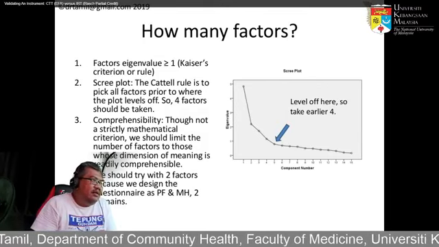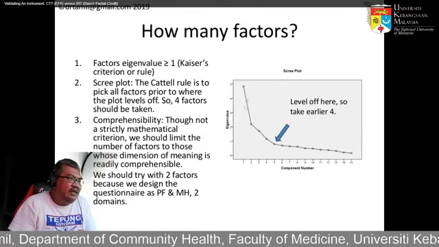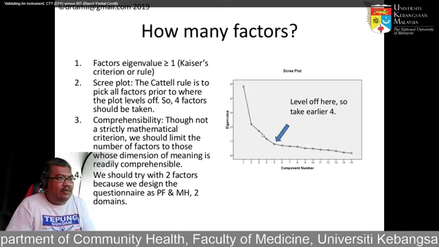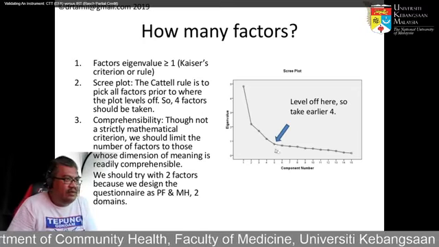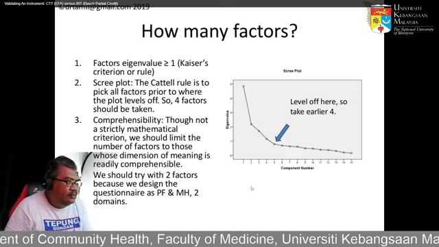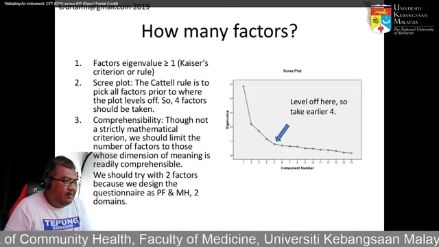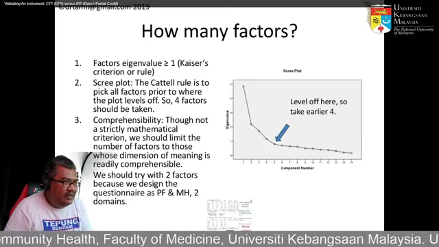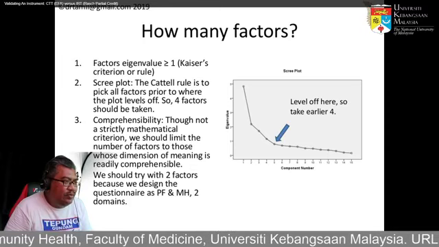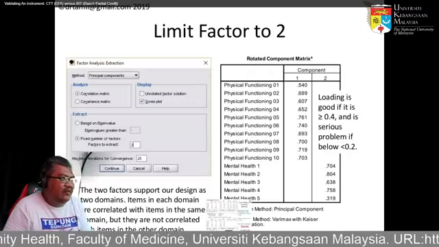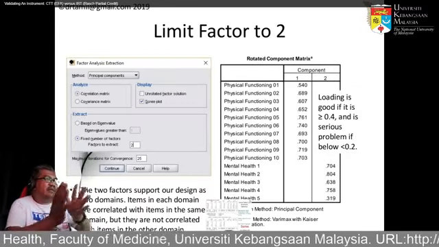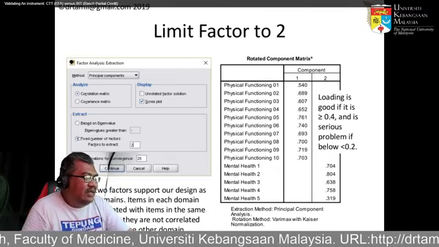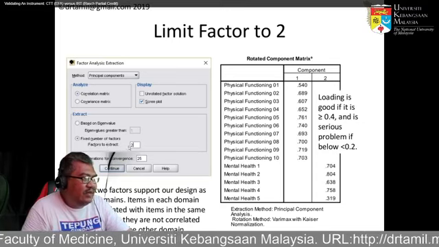Based on statistics, we should have 4 components. 1, 2, 3, 4. This is where it levels off, so we take the earlier 4. But because we know the questions only measure mental and physical function, there are only 2 domains, so we should try to force it to become 2 domains. So what do we do? We set the factors to extract at only 2.